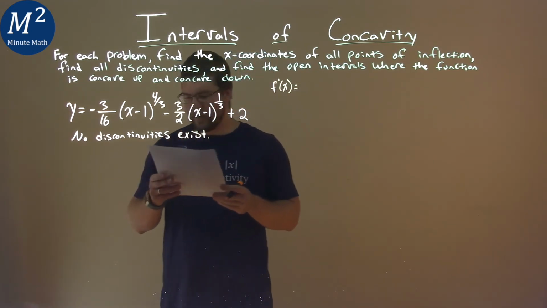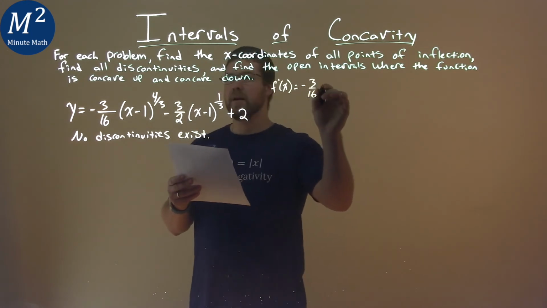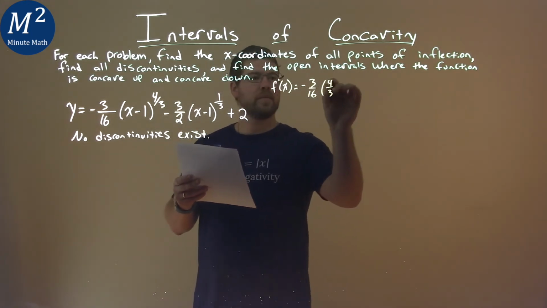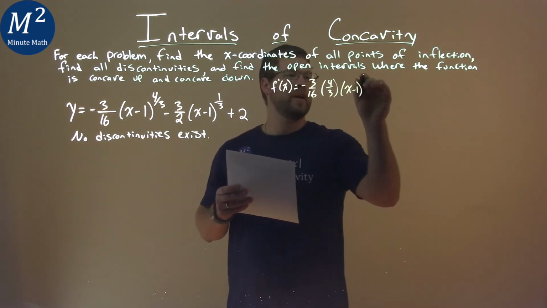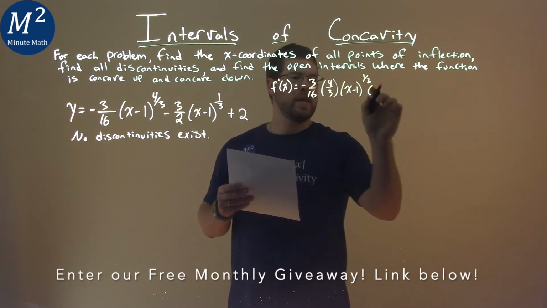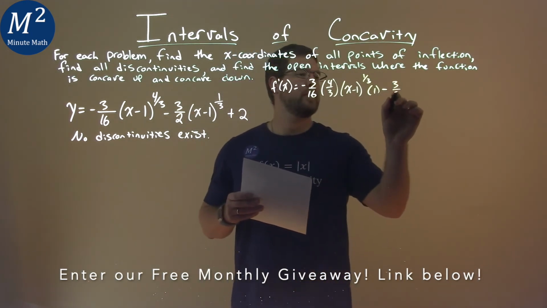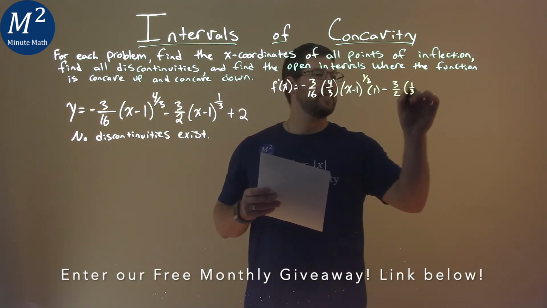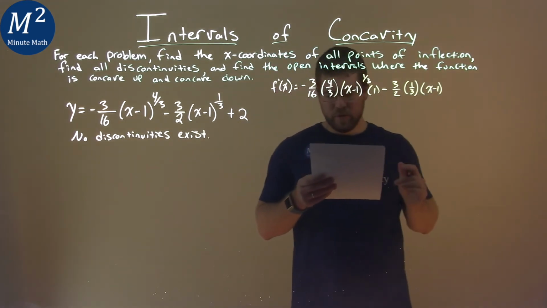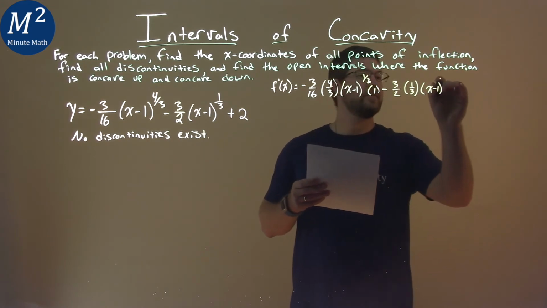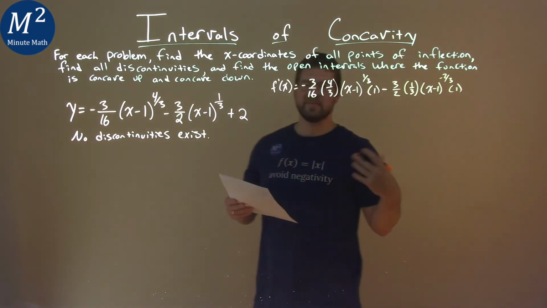All right, first derivative. Well, negative 3 over 16 stays up front. We bring down the exponent, 4/3. Multiply that by the inside, x minus 1, subtract the exponent by 1, and we have 1/3 going on here. Multiply by the inside, which is just 1. Minus 3/2 stays up front. Multiply by the exponent, 1/3. Inside stays the same, x minus 1. Exponent 1/3 gets subtracted by 1, which is negative 2/3 now. Multiply by the inside, just a 1. And the derivative of 2 is just 0.